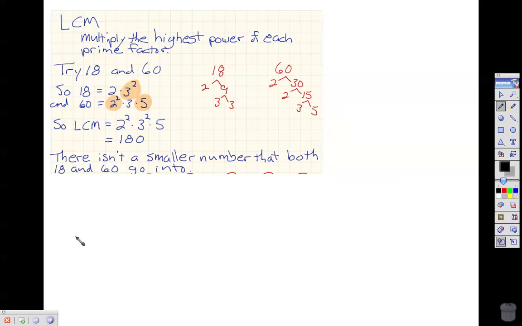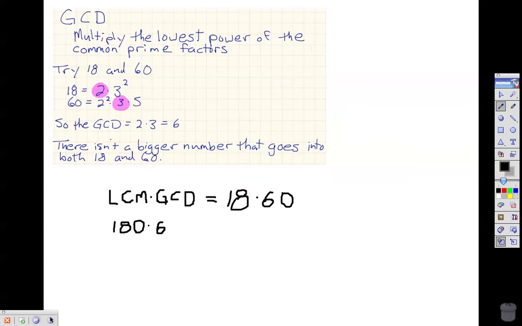Another way to look at that would be to say, if you were to multiply 18 and 60 together, you'd get the same answer as if you multiplied the LCM times the GCD. And that works all the time, which is kind of cool.